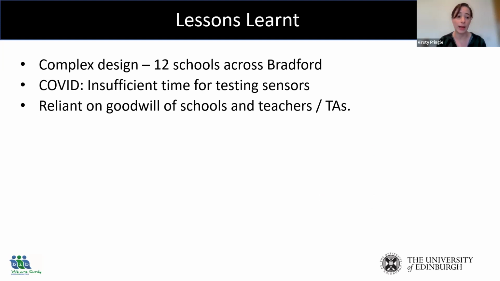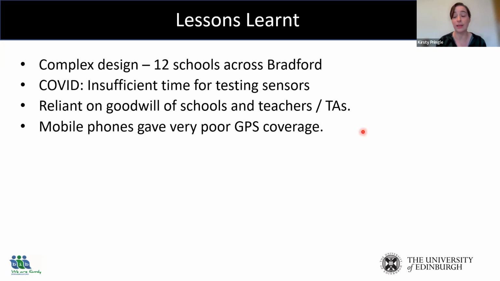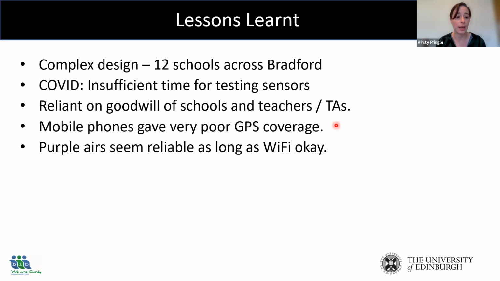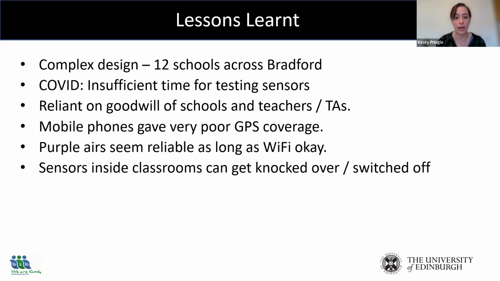Yeah, I learned that not every mobile phone has good GPS. I thought that mobile phones tracked you wherever you went, but not these ones. In terms of sensors, PurpleAirs seem really reliable as long as the Wi-Fi is okay. Wi-Fi is not always great, but they seem okay. The other thing that's really obvious, I know lots of people here have gone to really remote places to measure stuff, but classrooms are pretty rough places. When we picked up some of the sensors, it was clear that some of them had been kicked with a football or knocked off a shelf, or lots of them got switched off. So you have to be aware that there's going to be a lot of data missing from any time series in a school.